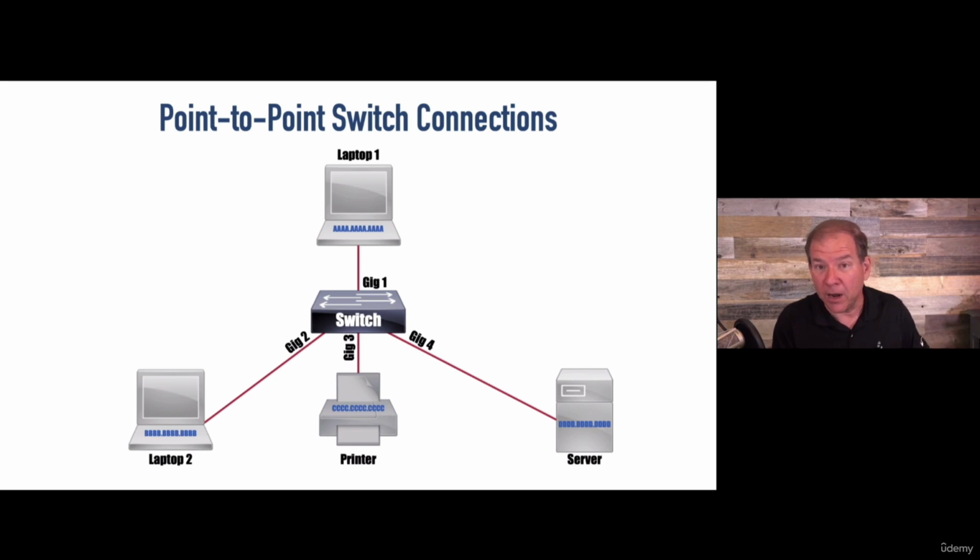In fact, another drawback to the old hub way is that we can only run in half duplex. In other words, I could only be sending or receiving at any one time. I could not do both at the same time. With switches, we can. We can run in full duplex because there's no chance of collision.